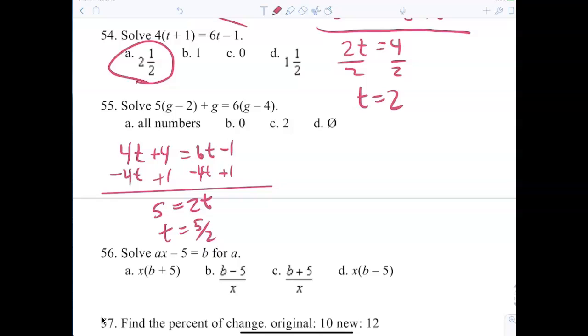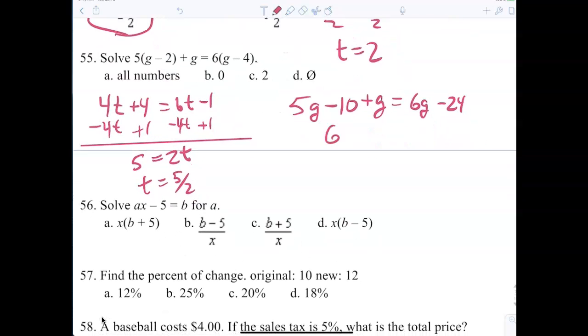55. Distributing: 5g minus 10 plus g equals 6g minus 24. 6g minus 10 equals 6g minus 24. When does that happen? When does 6g minus 10 equal 6g minus 24? Never. That is correct. No solution.